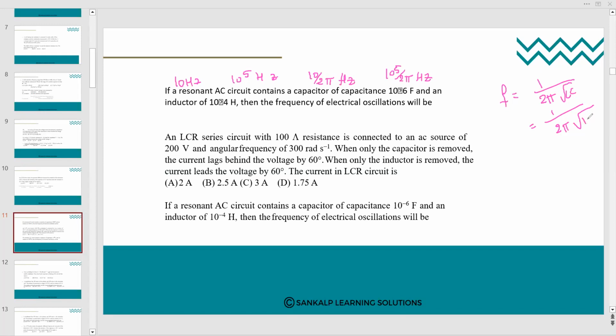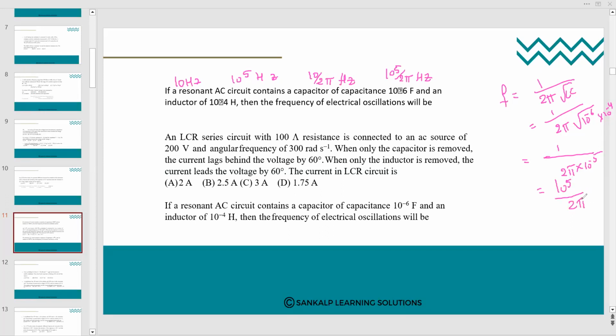So it is nothing but what? 10 raised to minus 6 into 10 raised to minus 4. So that is nothing but 1 divided by 2 pi, and 10 raised to minus 6 times 10 raised to minus 4 is 10 raised to minus 10. So the square root of 10 raised to minus 10 is 10 raised to minus 5. So therefore, it will be 10 raised to 5 divided by 2 pi.